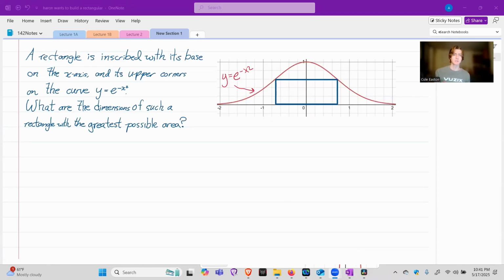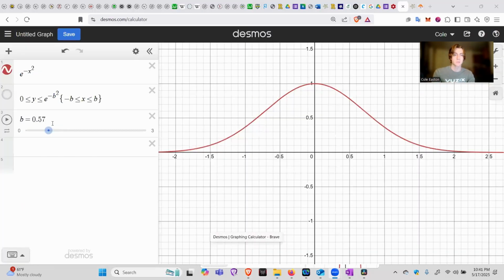A rectangle is inscribed with its base on the x-axis and its upper corners on the curve y equals e to the negative x squared. What are the dimensions of such a rectangle with the greatest possible area? So over here we have a diagram of what this looks like. So we have this function, and we're basically trying to fit a rectangle underneath of it that has the greatest possible area.